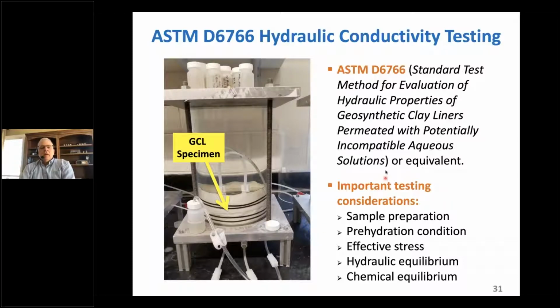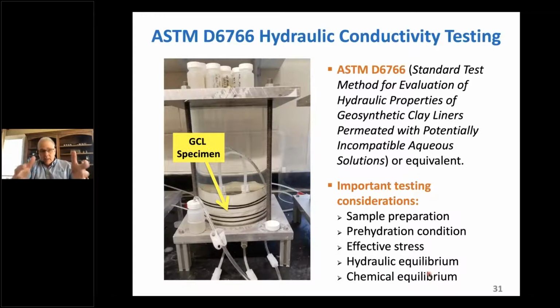We run these tests with ASTM D6766, the standard test method for evaluation of hydraulic properties of GCLs permeated with potentially incompatible aqueous solutions. That's a mouthful, that title, but it's essentially the ASTM test method to do chemical compatibility testing. Important testing considerations: how we prepare the sample. Do we prehydrate it? And what's the effect of prehydration? What stress should we apply? How do we know when the test is in equilibrium? It's in hydraulic equilibrium, chemical equilibrium.